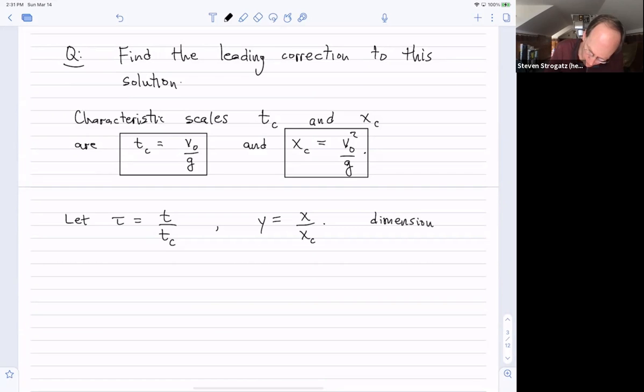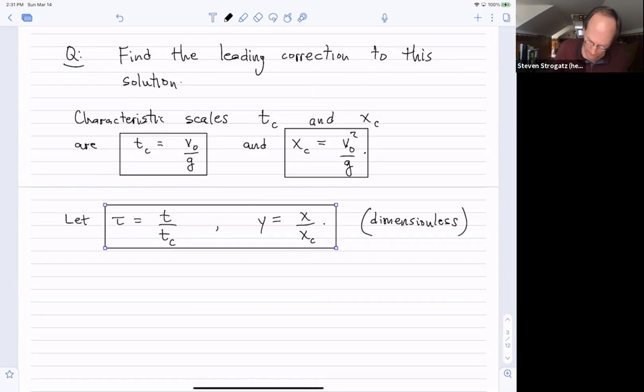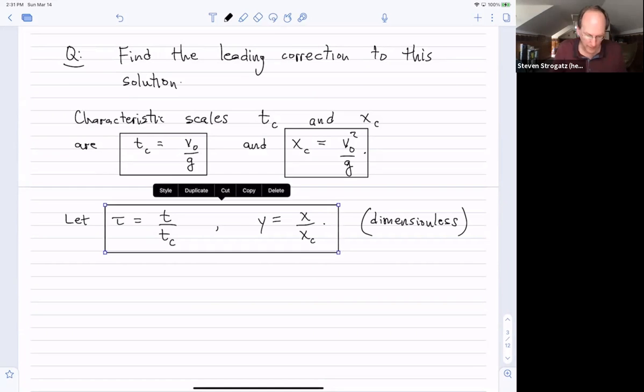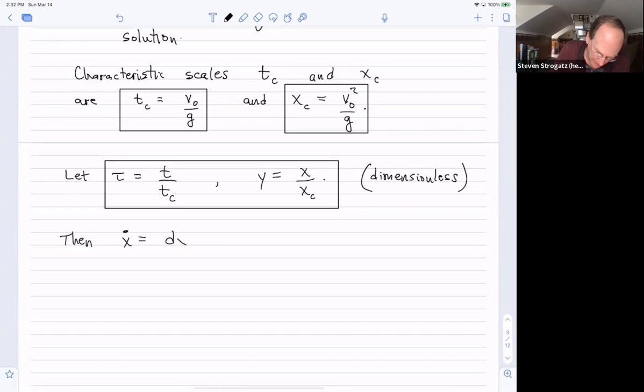All right, so these are dimensionless. Next, let's rewrite our governing differential equation in terms of those. So the differential equation had the second derivative of x in it. So let's calculate some derivatives. The first derivative, x dot. We know that that means dx by dt.